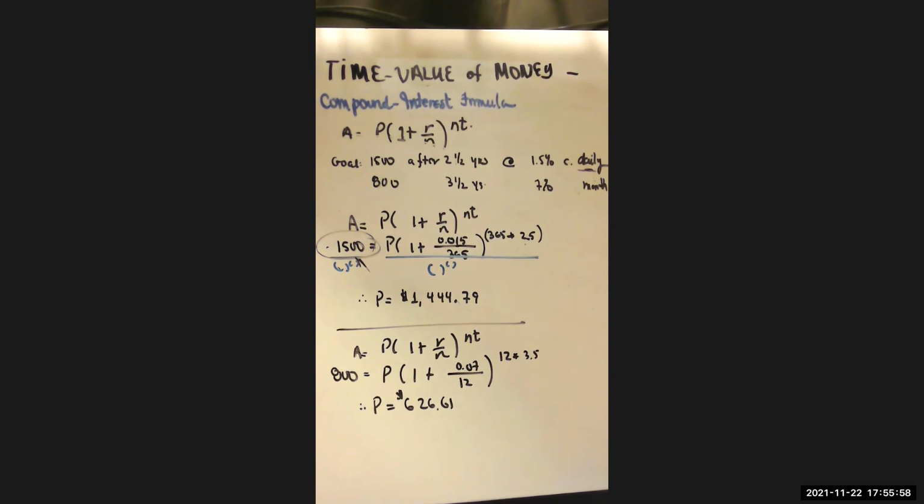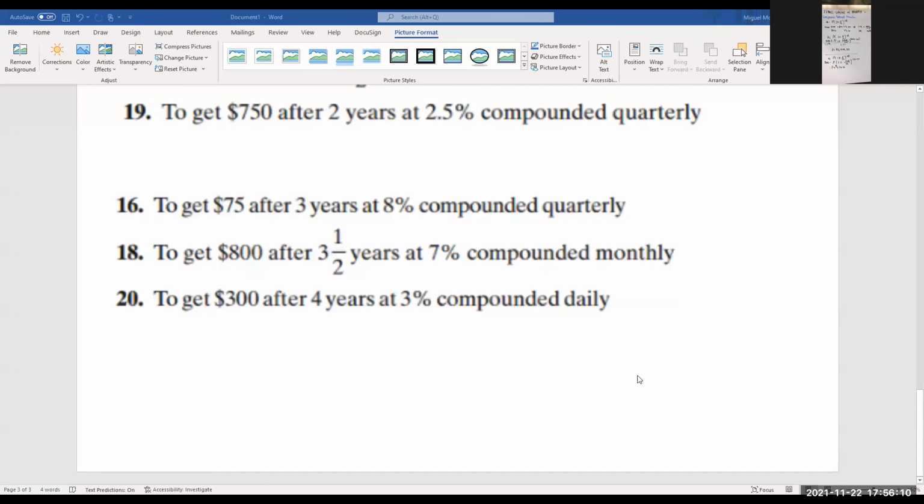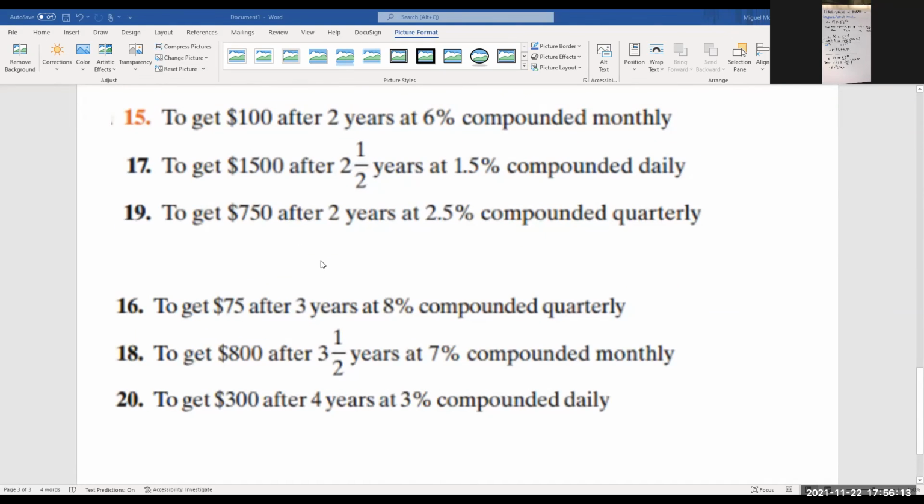Hopefully you were able to follow. So this is how you solve for present value, having the other 4 variables known. Okay, if you want to try other, no, that will be it. So you have other examples here, and you can practice those. Thank you.